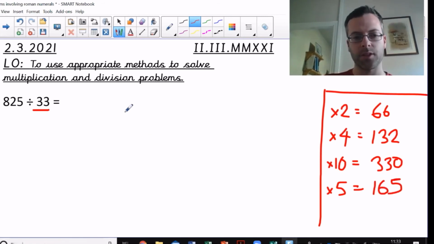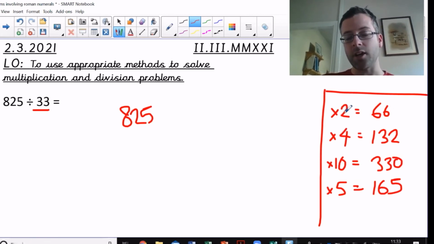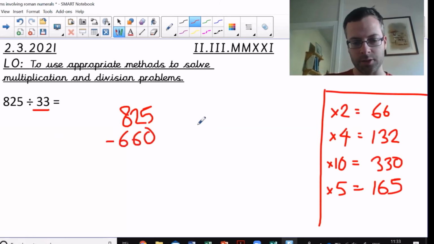Then I'm just gonna keep taking away amounts of 33 from 825 until I get there. Now, the biggest one here I've got 330, but that doesn't get me close. However, 66, if I multiplied that by 10 and got 20 lots, then that would be 660. So I'm gonna do that. So 660, which I know is 20 lots, and I need to put this over here, because at the end I'm gonna count up how many lots I've taken away.